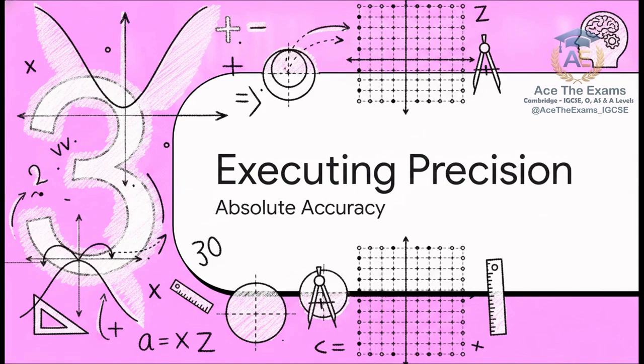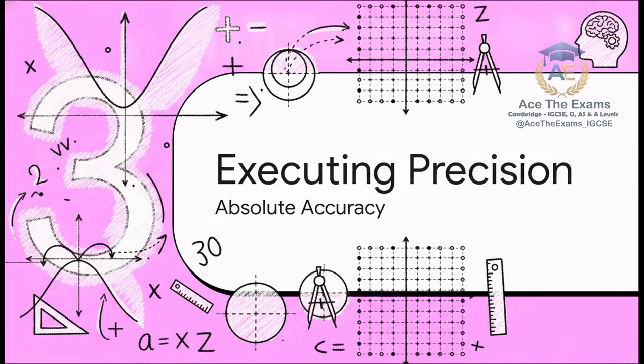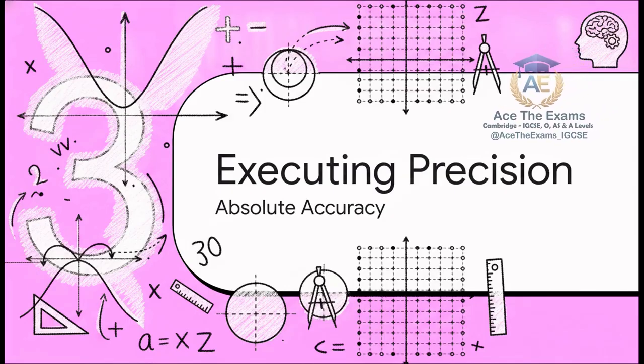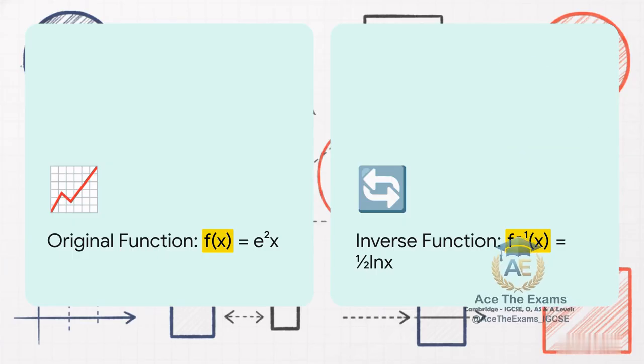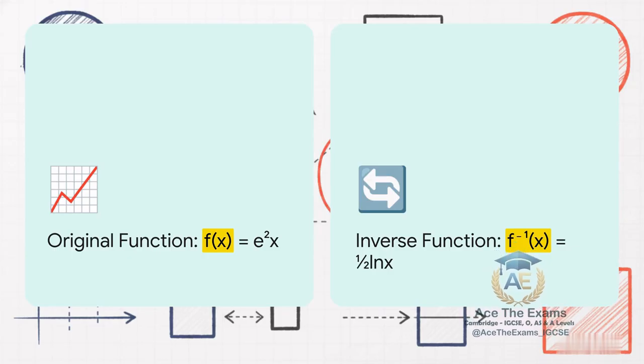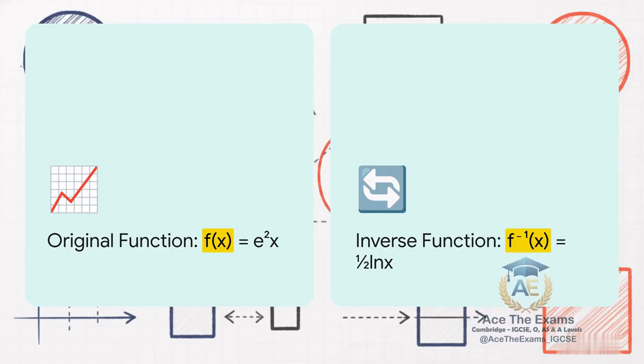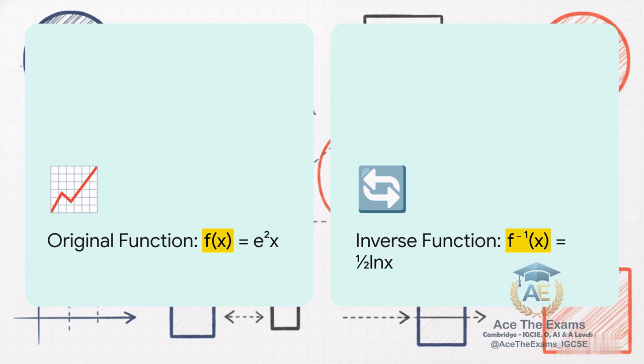Let's transition to Section 3, executing with precision, and see how this framework actually builds into executing a real mathematical transformation with absolute accuracy. Let's get into our interactive workshop. This beautifully illustrates the precise transformation required, moving from an exponential function to its inverse using correct notation and clear formatting. Let's do a data scan challenge together.